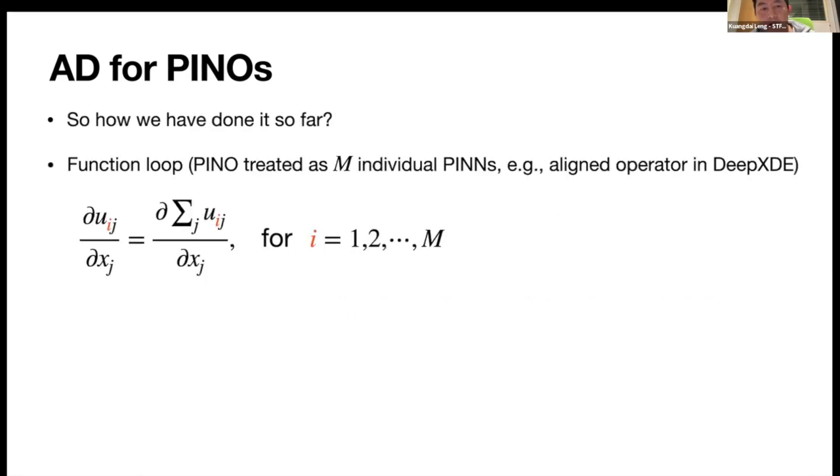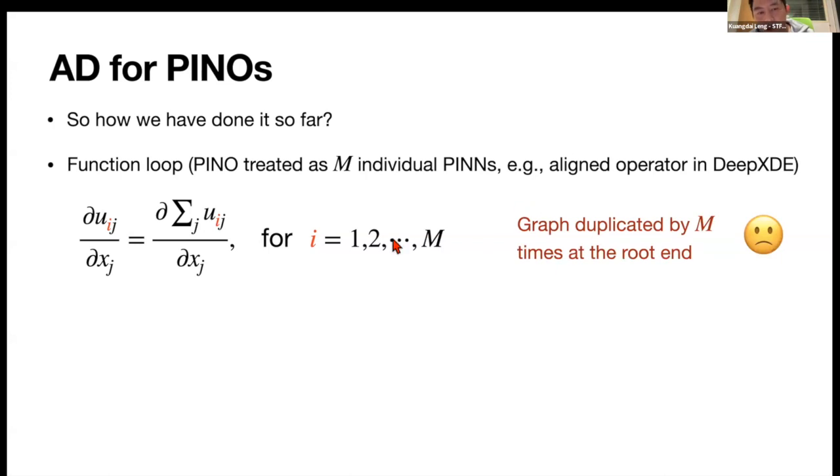So what we have done so far is we have two workarounds. The first is we can take a for loop over the first dimension, the dimension of functions. In that way, we treat the problem as m individual PINNs. If we take a loop over the function dimension, then we can take summation over j, and the denominator becomes a single scalar. So we can use reverse mode AD for that purpose. An example of that is aligned operator learning in DeepXDE.